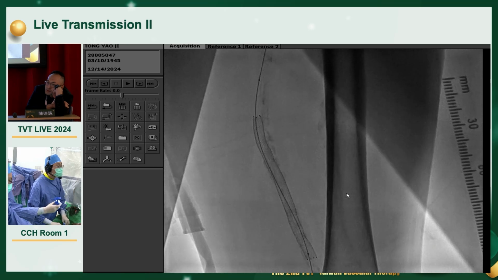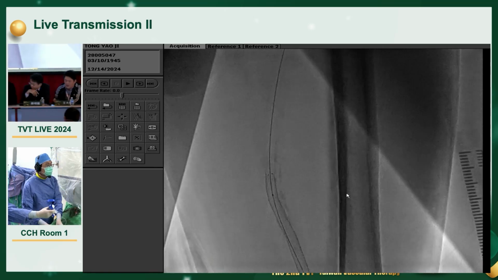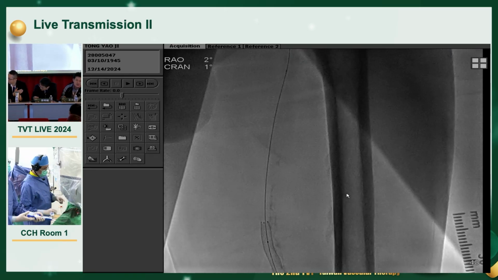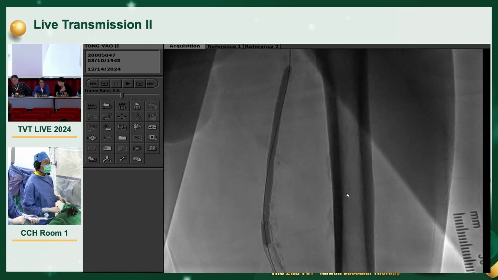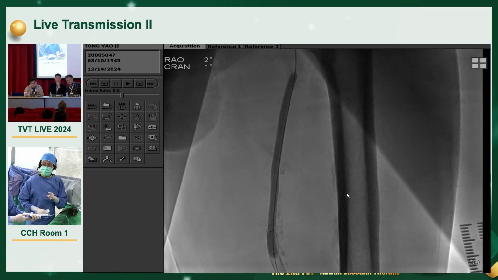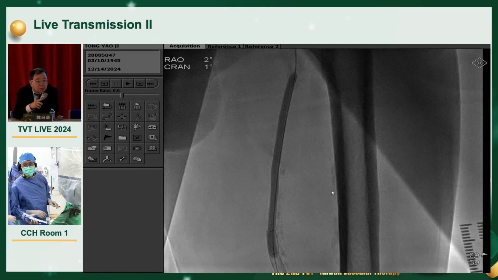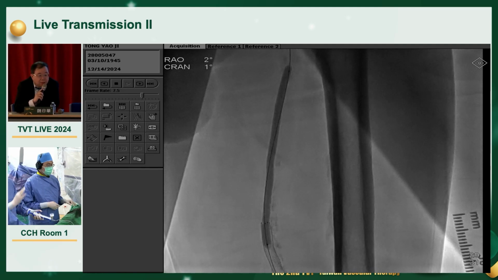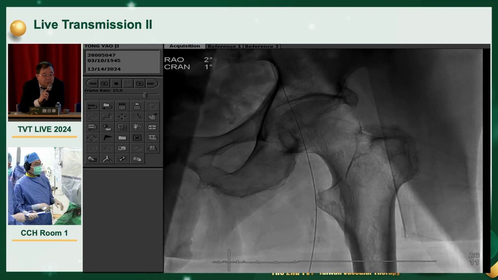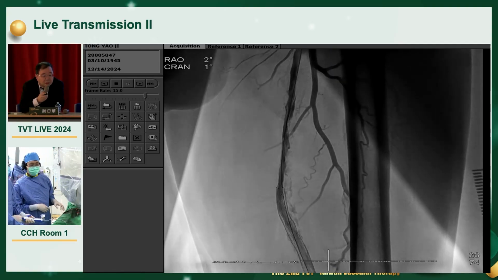Anyone has any comment for this case? No. Do you have the previous angiogram from last year? Because this seems to combine disease progression and in-stent restenosis. Okay, last year's original angio. Yeah. It is related to the mechanism of the in-stent restenosis and the disease progression. Yeah.